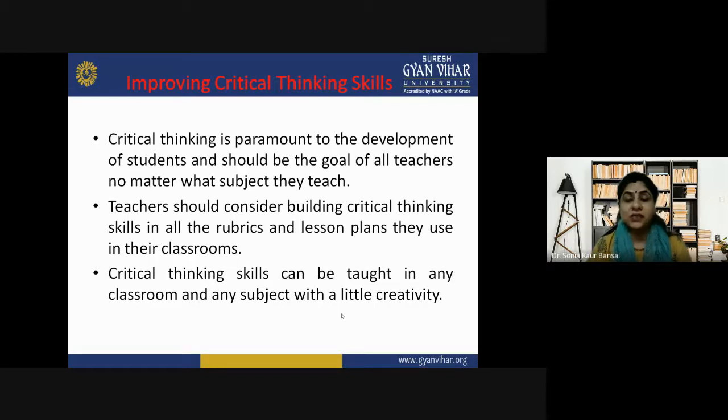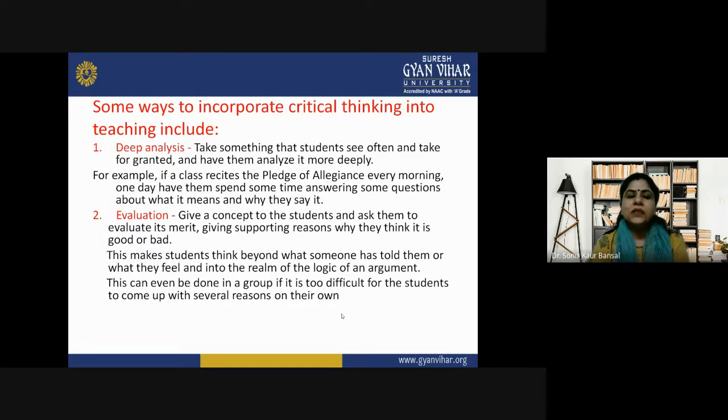So it is a must, and it is really very challenging nowadays, students, to develop critical thinking among your students, because it will only lead to the successful completion of your subject's objectives, what was decided earlier. Now, there are some ways, students, to incorporate critical thinking into teaching. First of all, deep analysis. We are talking about different ways to incorporate critical thinking in your teaching.